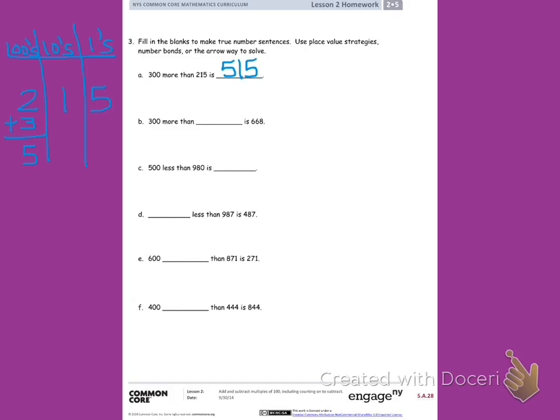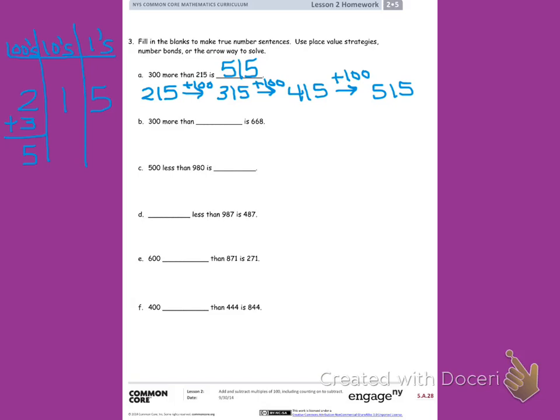Now I'll show you the arrow way to solve this. I start with 215, and I could draw an arrow and write plus 300, or I could just draw an arrow and write plus 100. That's 315. Plus another 100. That's 415. Plus another 100. That's 515. Either way works. I still got the same answer.